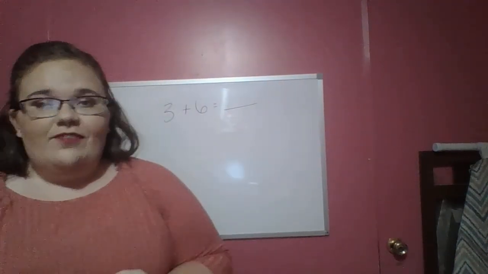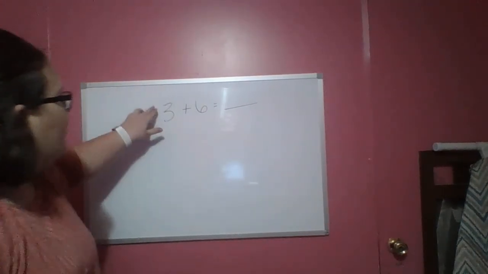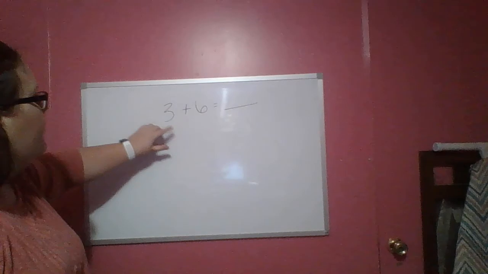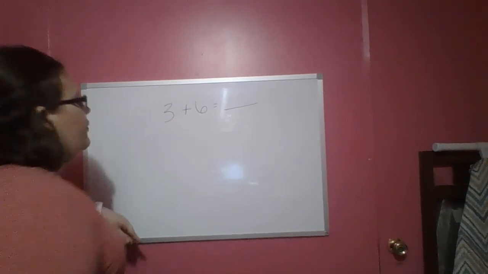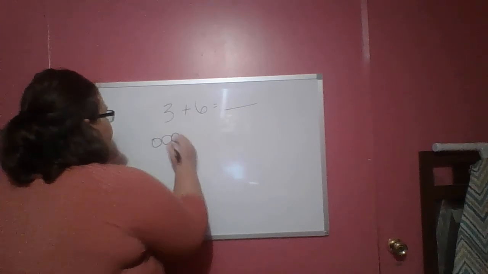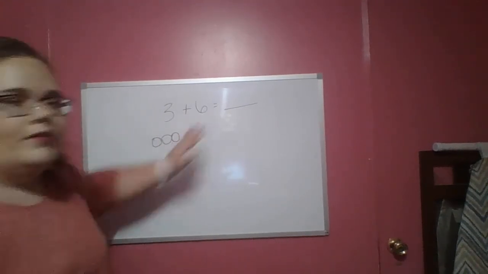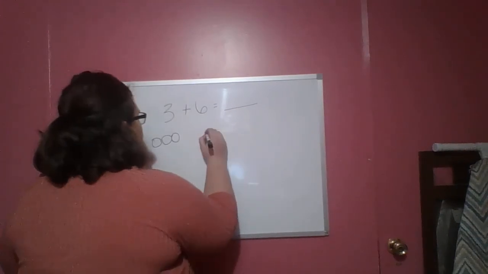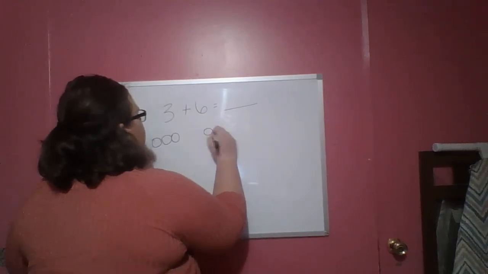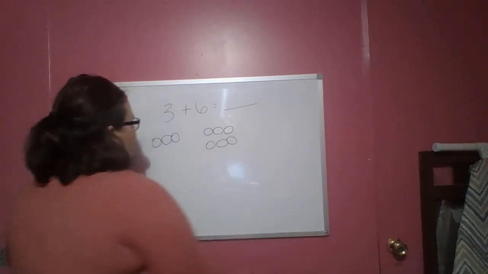So, are you ready for some answers? Alright, so we have the first number is the number 3. So I'm going to draw 3 circles. The second number is the number 6. So I'm going to draw 6 circles. 1, 2, 3, 4, 5, 6.